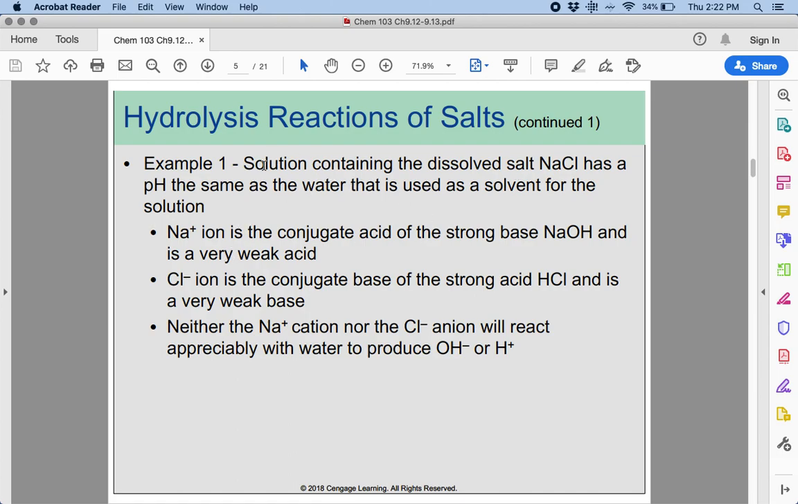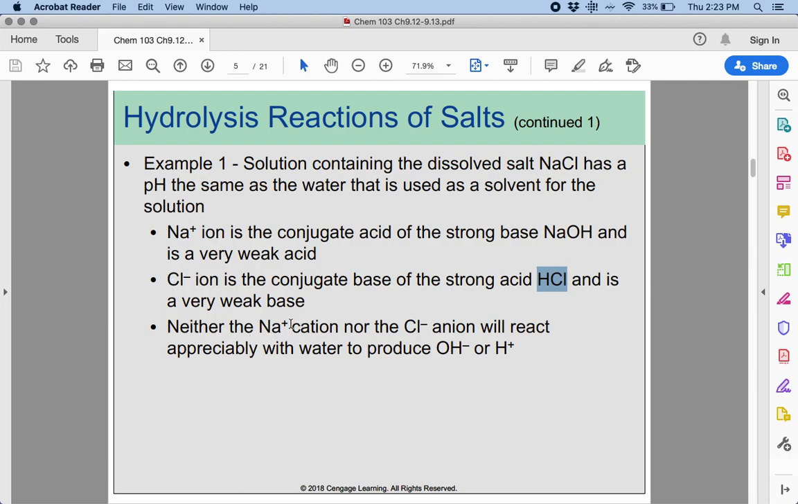And so we're going to look at this, right? A solution containing dissociated salt, NaCl, has the same pH as the water that was used as the solvent for the solution. So the Na+ ion is the conjugate acid of the strong base NaOH, and is a very weak acid. So Na+ is a very weak acid because it came from a strong base. Cl- is the conjugate base of the strong acid HCl, which means that Cl- is a very weak base. So we have a very weak acid and a very weak base being put into water.